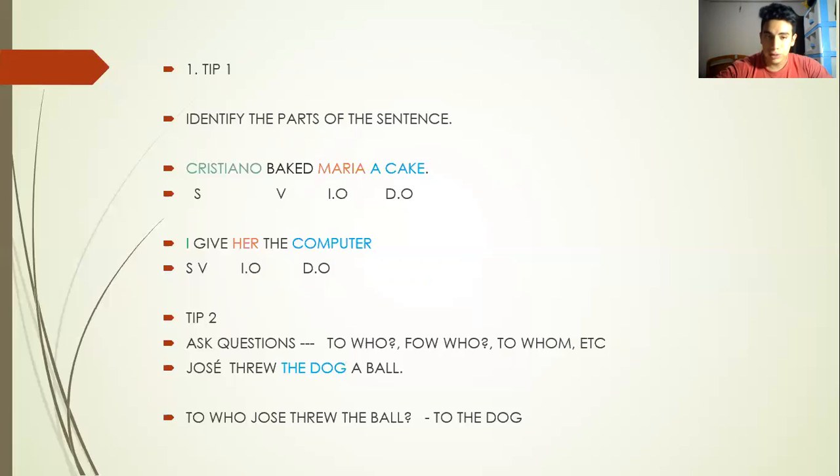The tip number two is to ask the students to ask questions to themselves, like to who, for who, to whom, and so on. As we can see in this example, Jose threw the dog a ball. So to who did Jose throw the ball, and the answer is to the dog. So the indirect object is the dog.